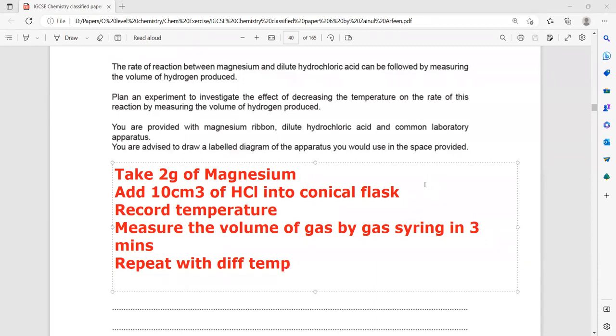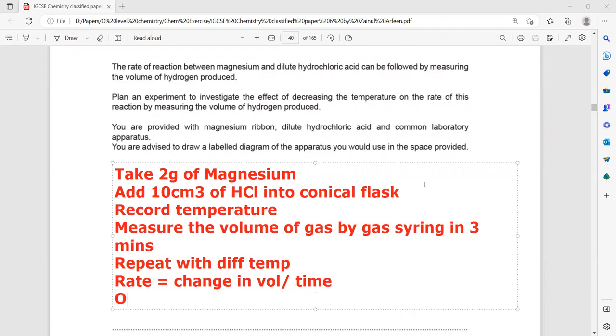And then how can we find the rate? We can find the rate either by plotting a graph between volume and time and finding the gradient, which will be the rate. Or we can calculate the rate as equal to change in volume divided by time. Or you can also mention plotting graphs. The more gas produced in unit time, the faster the reaction.